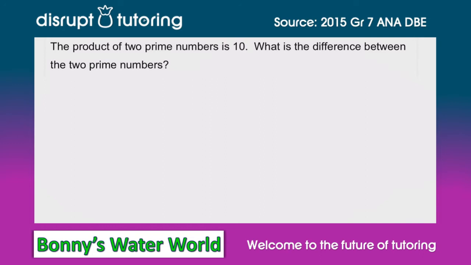The second phrase that we need to understand is prime numbers. What do we know about prime numbers? So prime numbers are numbers that have only two factors. So they only have two factors that can divide into them perfectly without a remainder. Okay, one and itself. So the product of two prime numbers, so we know that it's going to be some number times another number equals 10. Okay, so we'll get to that.